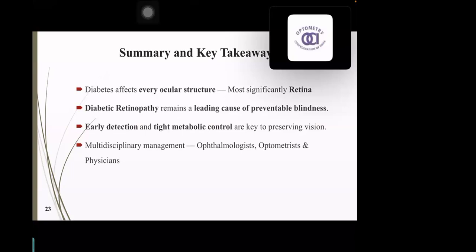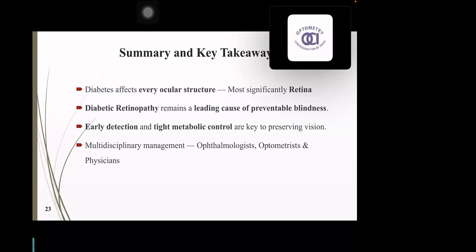So, let's summarize the key points from today's topic. Diabetes is a systemic disorder that affects every part of the eye, from the cornea and lens to the retina and optic nerve. Diabetic retinopathy remains the leading cause of preventable blindness among working-age adults. The main underlying mechanisms are microvascular damage, ischemia, and VEGF-mediated neovascularization.